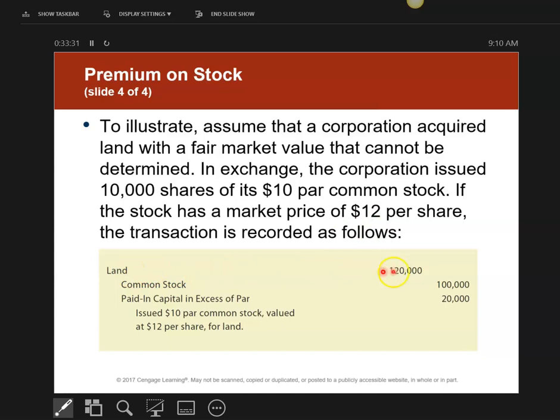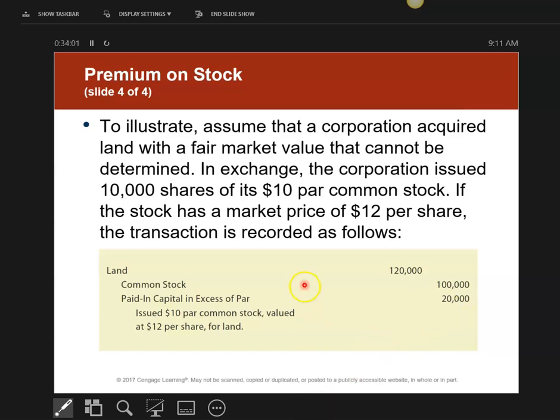I actually get land valued at $120,000. My common stock will be credited for 100,000, which is 10,000 shares times the $10 par. Remember, number of shares times par only goes there. And the excess, which is the $2 difference, goes into here times the 10,000 shares. Okay, so this is if I'm not actually getting money, but I'm getting some sort of asset.